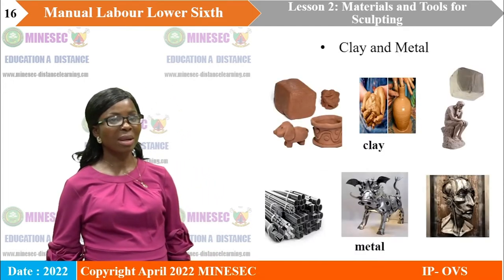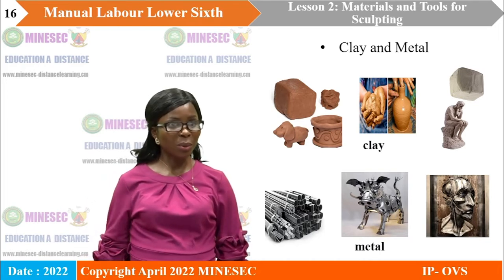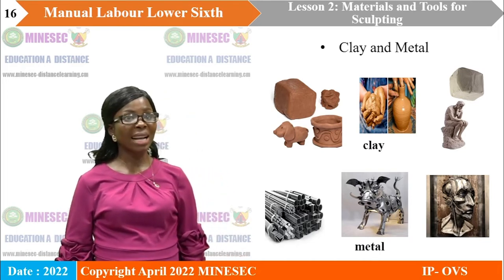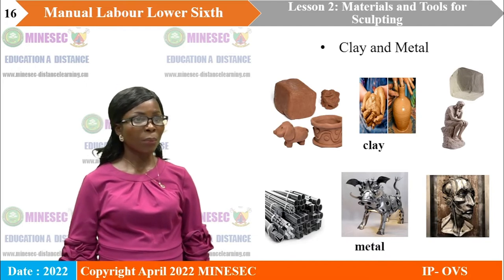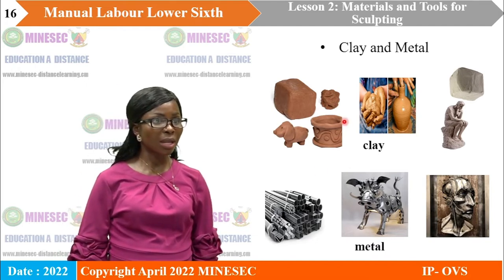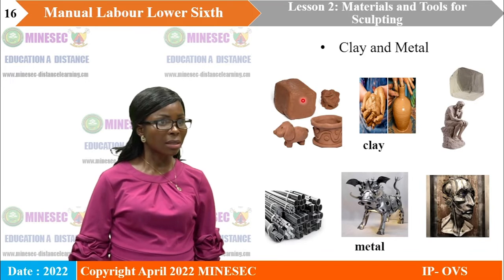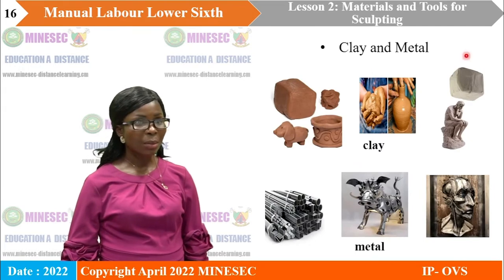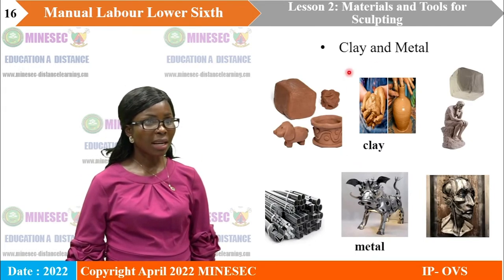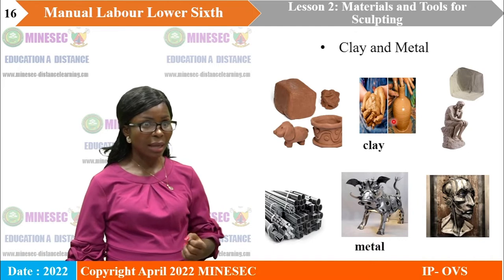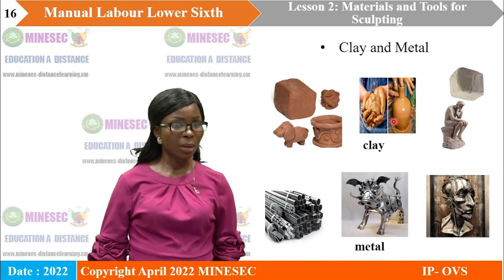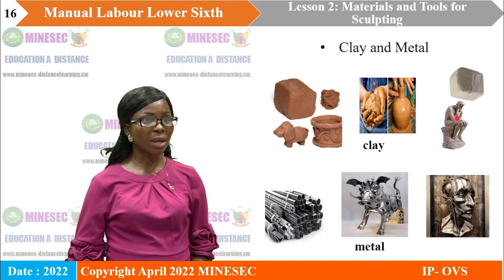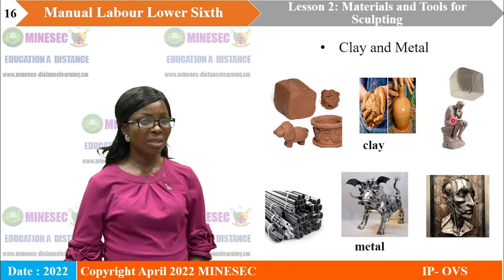Let's continue with materials and tools for sculpting. We have another material here called clay and metal. Look at this first picture here, it's clay. See this clay, it's like mud, has been used to carve this small animal and the pot. You see another clay, being shaped with a hand, trying to make a jar or a pot. This one is another stone, white stone. These are white stone that we use to carve out this structure, this statue of a man.